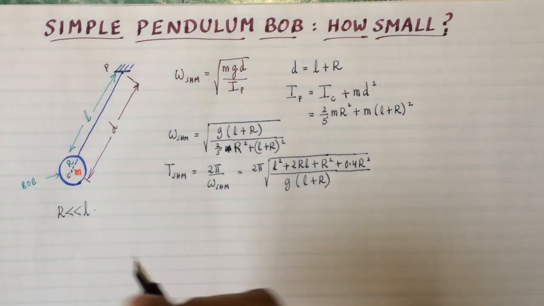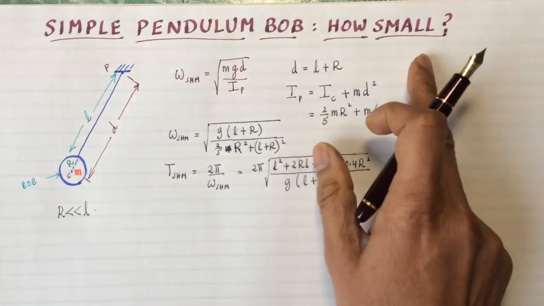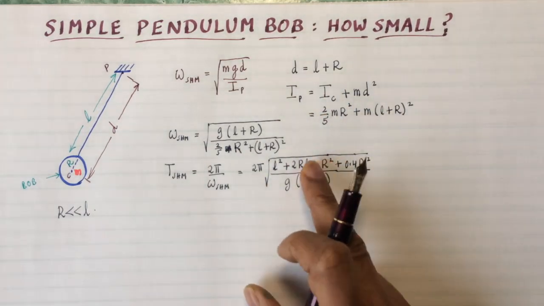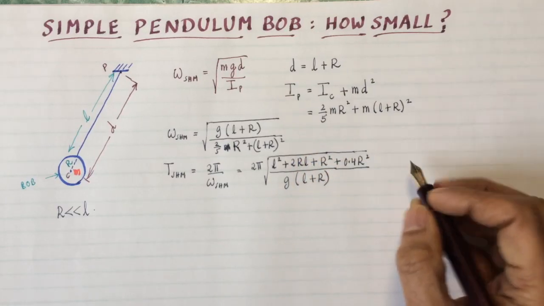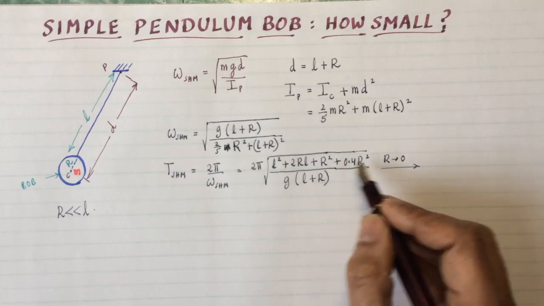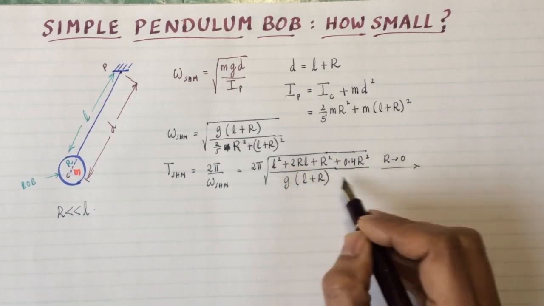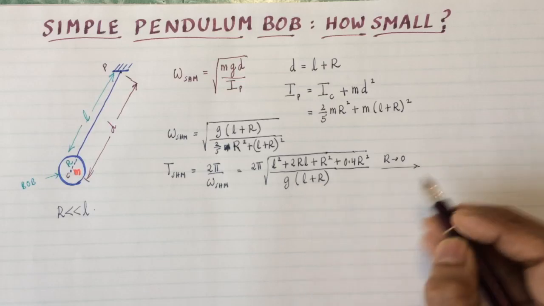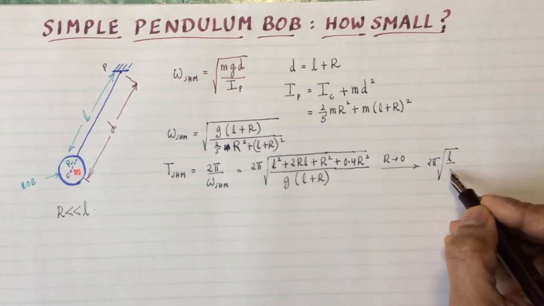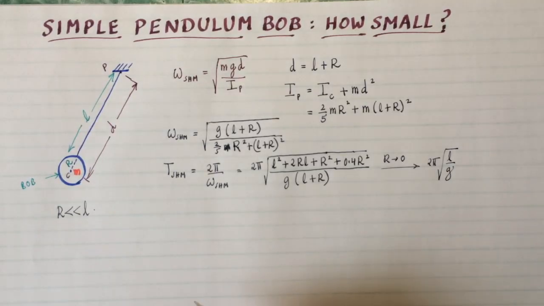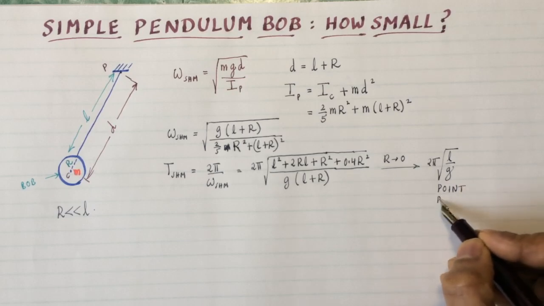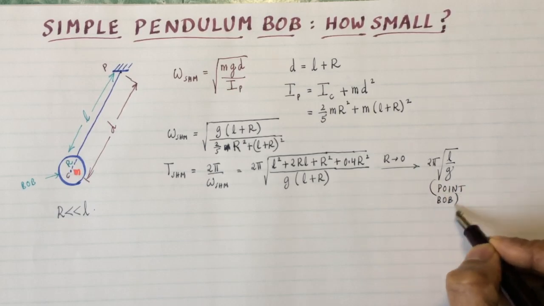Since I'm going to investigate how small we can keep it, I should not put r equal to 0, because then, so let me just indicate what happens when r goes to 0 first. This becomes 0, that becomes 0, that becomes 0, so I just have L squared over here, and in the denominator I have G times L. It goes back to the classic simple pendulum formula for a point bob mass. So I'll call that the point bob. The point bob is not terribly interesting.